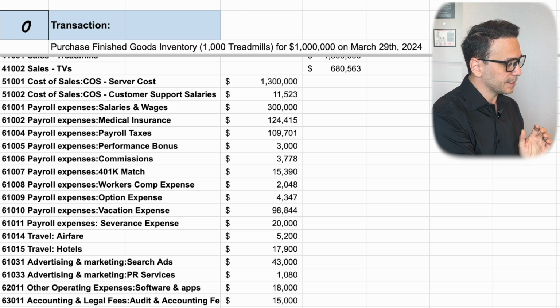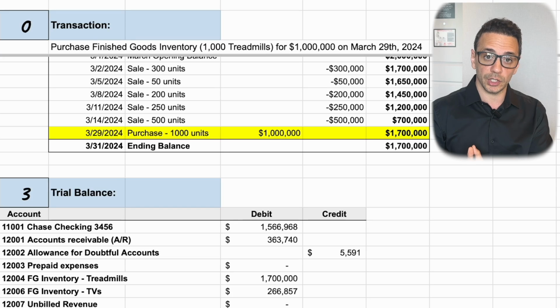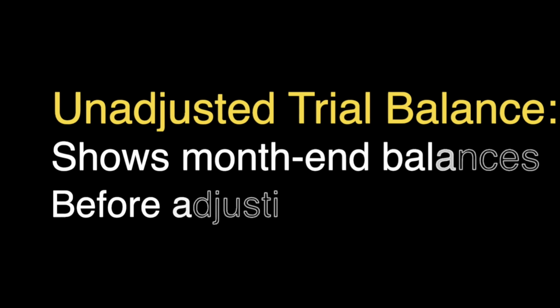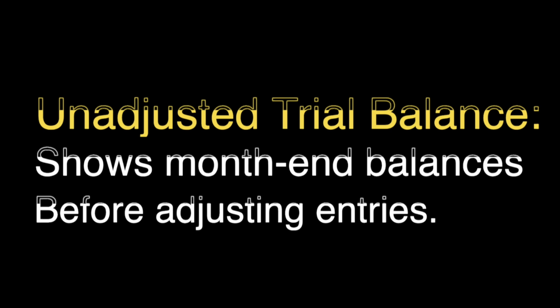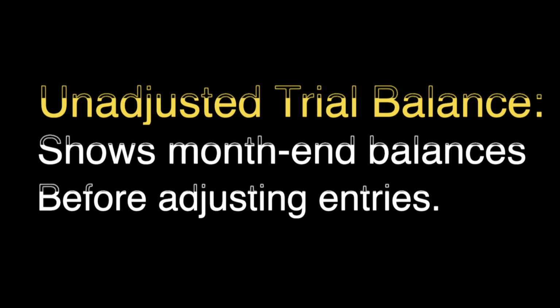But that's the trial balance. The trial balance exists in two states, unadjusted and then adjusted trial balance. The unadjusted trial balance is going to show the balances in the account after the activity in the month without adding in month-end adjusting entries.